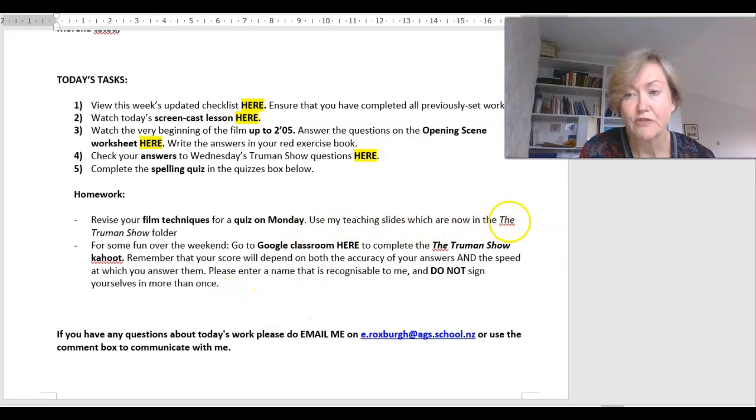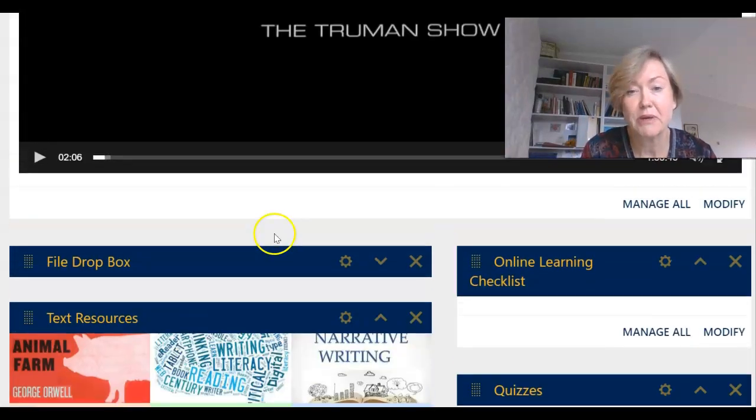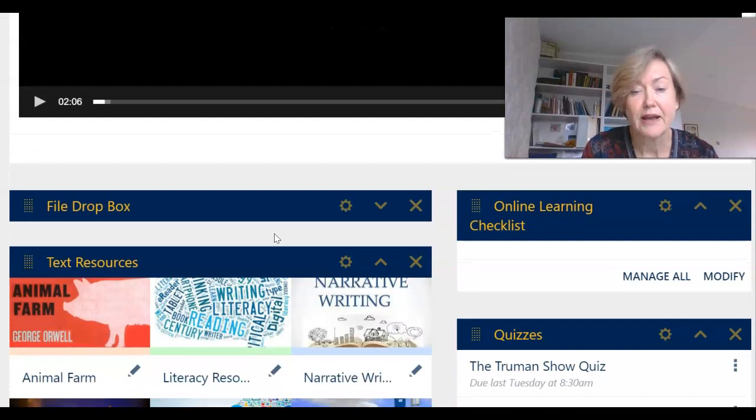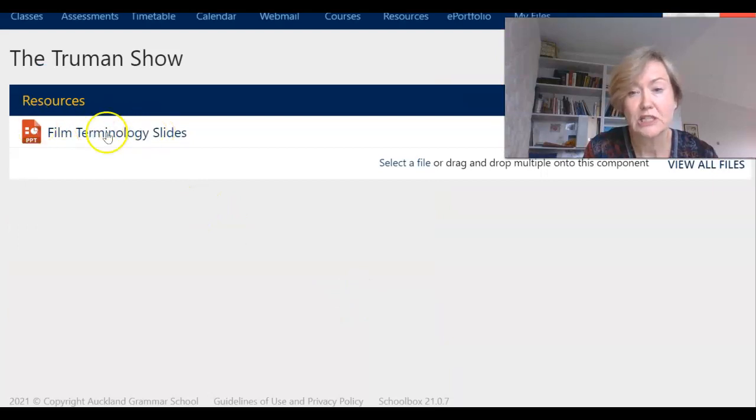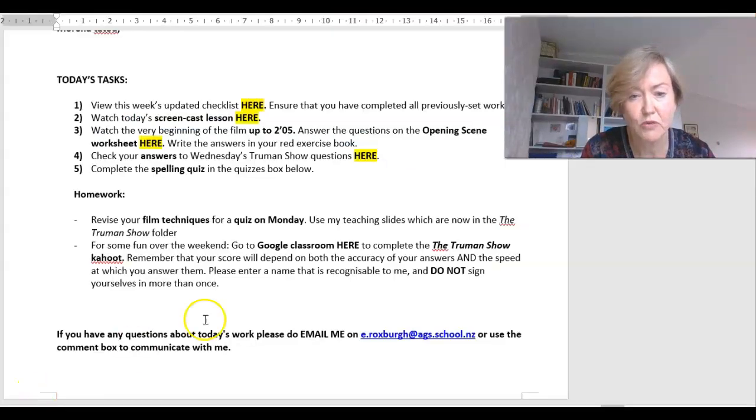Use my teaching slides for this, which is the slides that I've used the last few days, which are now in the Truman Show folder. So take a look at our GrammarNet page. There's your film. Underneath the file Dropbox, there is these folders, and there is the Truman Show there. And if you click on that, film terminology slides will pop up, and there probably will be some other things in here as well by the time you look at it. I will put today's slides in there as well, the ones I'm going to talk about just in a minute. Okay, fantastic. Is that all we need to do?